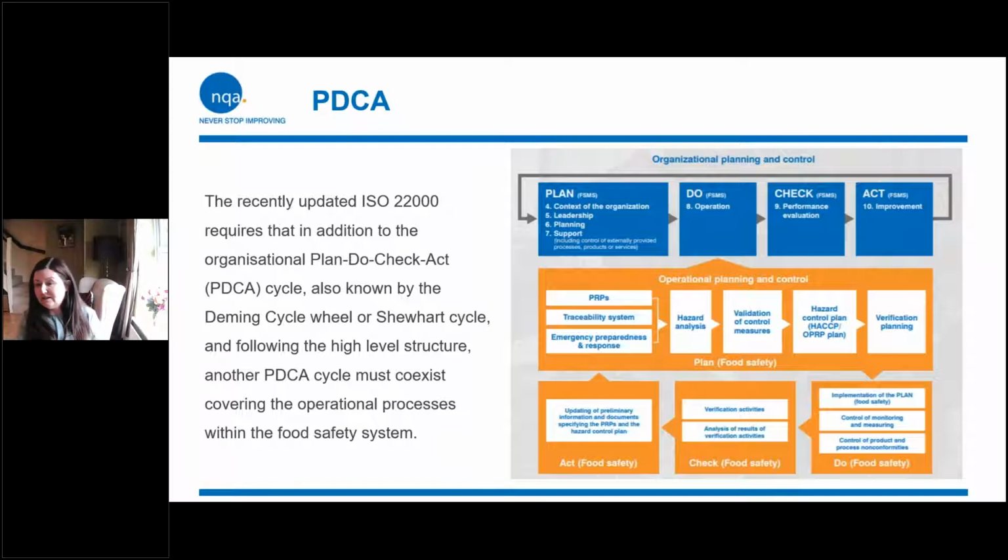So looking at the standard, the requirement clauses start in section 4. Sections 4, 5, 6 and 7 are all our plan phase, and then section 8, operation, that's our doing, what are we actually doing. And then performance evaluation in section 9, we're checking what we've done. And then in section 10, improvement, we're acting upon the monitoring and the trends and everything that we've identified in the check stage.